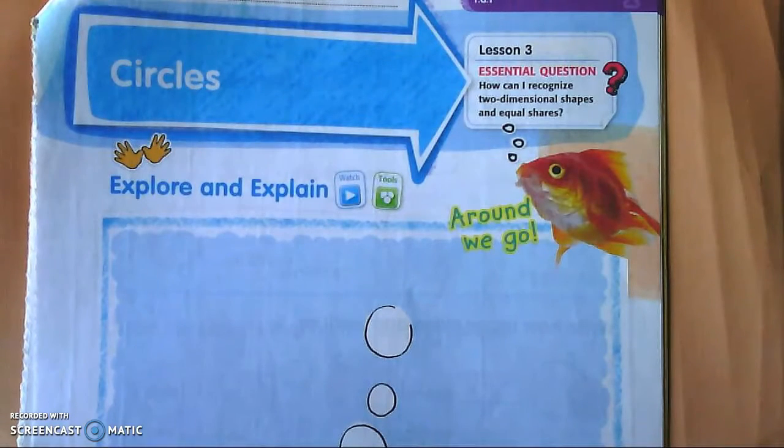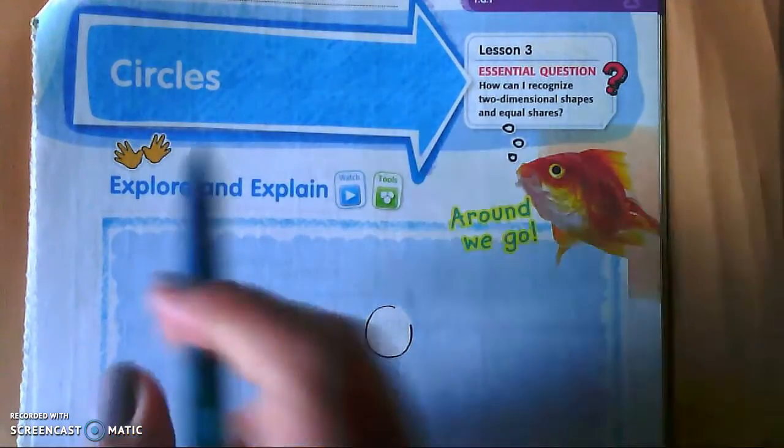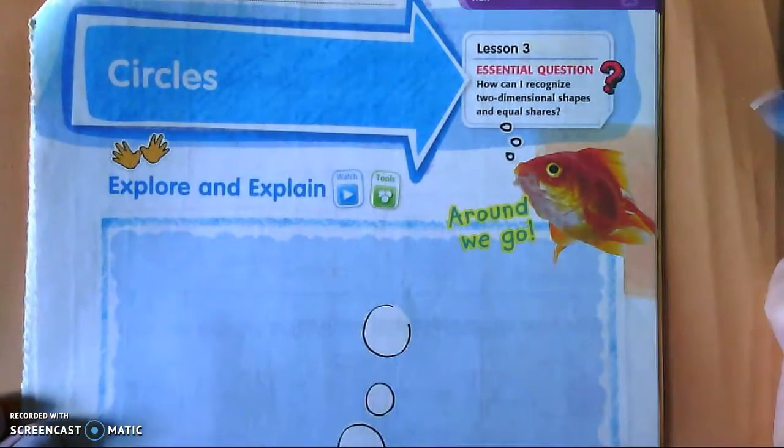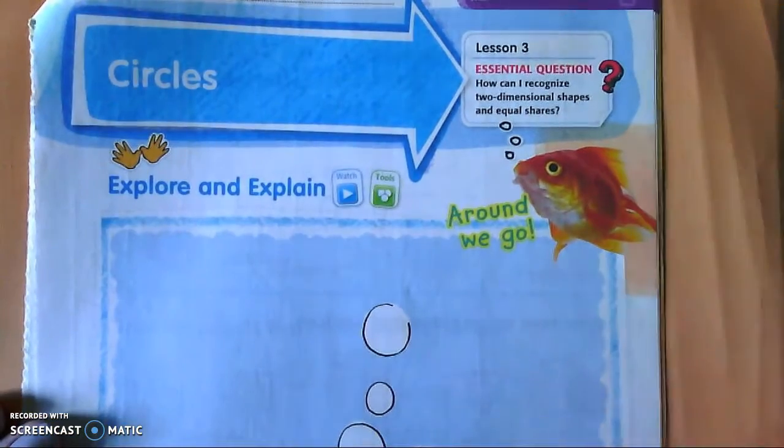Good morning. So today we are going to continue working on our packet and learning about our shapes. And our shape today is circles. So our I can statement says, I can recognize two-dimensional shapes and equal shares.